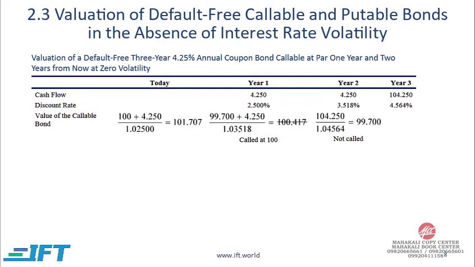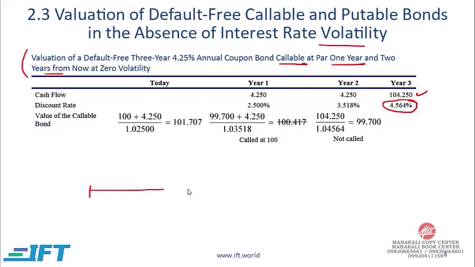Now we look at the valuation of default-free callable and puttable bonds in the absence of interest rate volatility. Again, the same bond, but let's say that it is now callable at par 1 year and 2 years from now at 0 volatility. So what's going on? What we do here is look at the cash flow and then we start at the end. Given here is this particular forward rate.